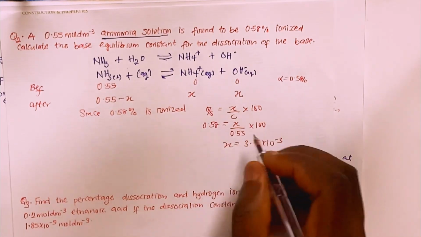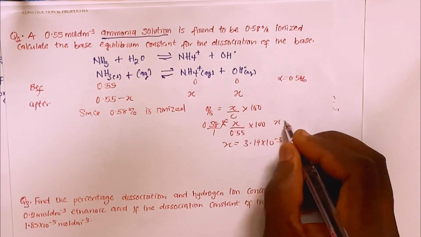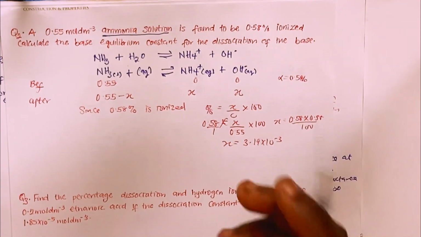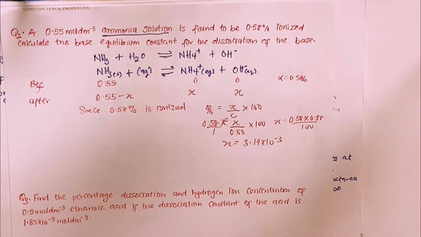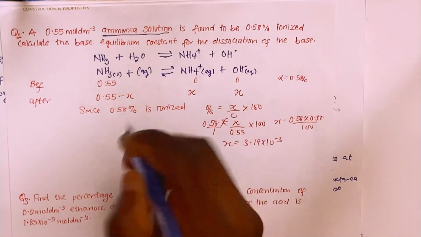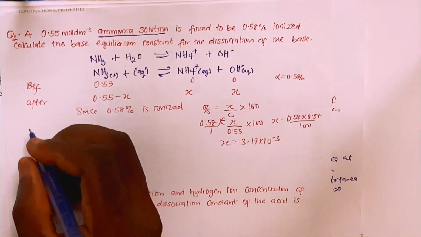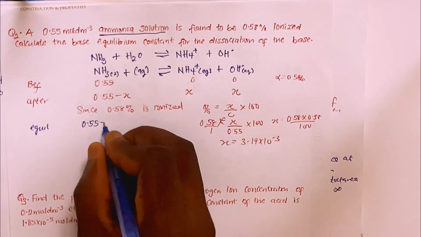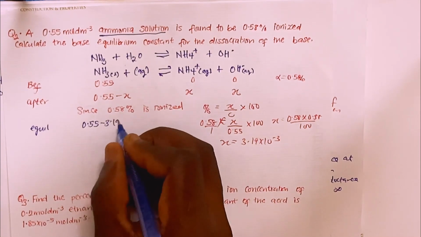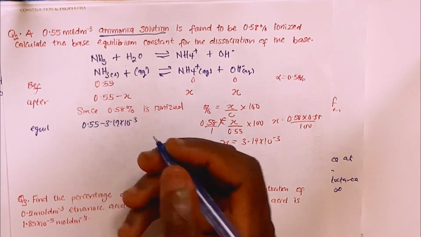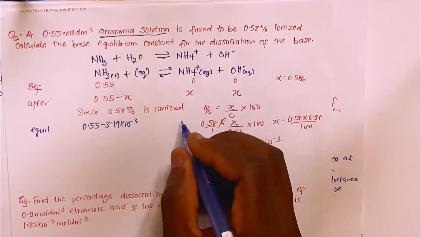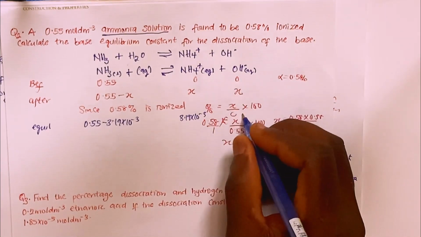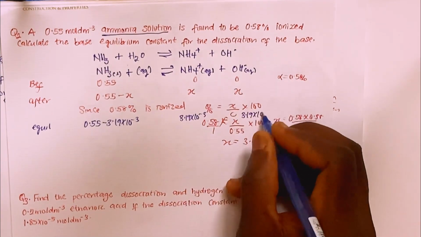You press everything on the calculator and cross multiply. Your X equals 0.58 multiplied by 0.55 all divided by 100, so the answer should be 3.19 times 10 raised to power minus 3. Now let's come back to the question. I'm going to have before, after, and at equilibrium. At equilibrium I have 0.55 minus 3.19 times 10 raised to power minus 3 of ammonia, in equilibrium with 3.19 times 10 raised to power minus 3 of ammonium, and my hydroxide ion here is also 3.19 times 10 raised to power minus 3.